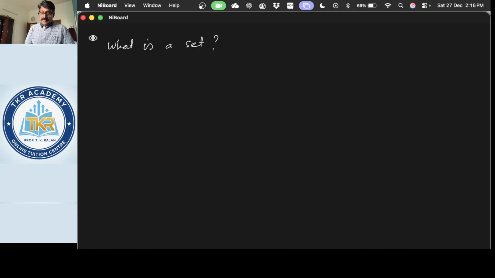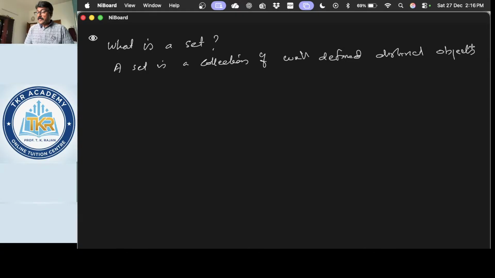So we can define a set like this. A set is a collection of well-defined distinct objects. Well-defined distinct objects. Let us take some examples.